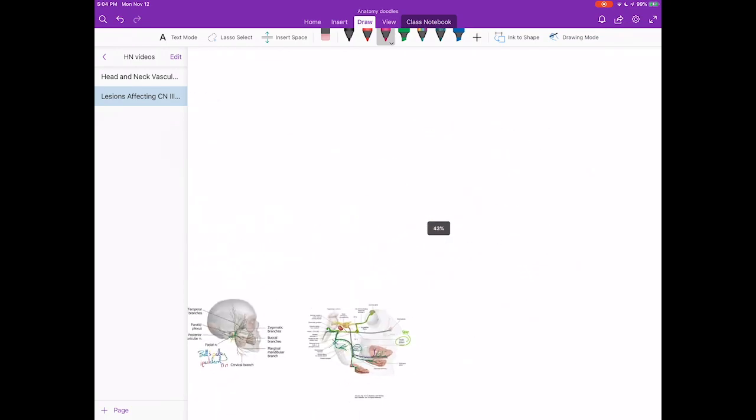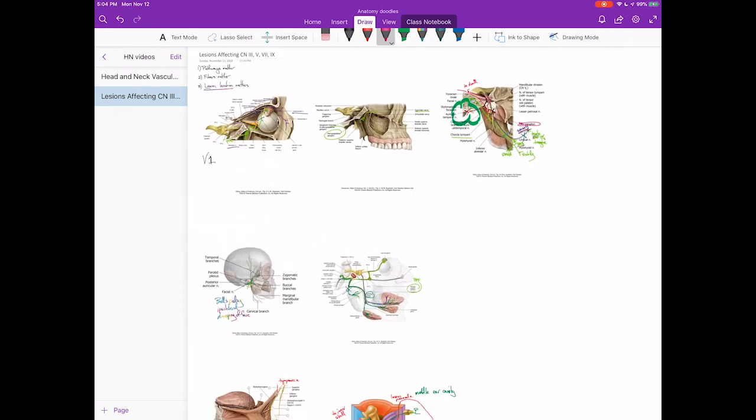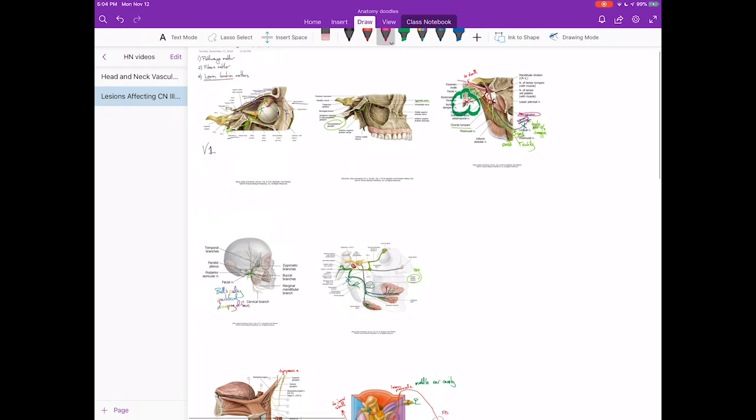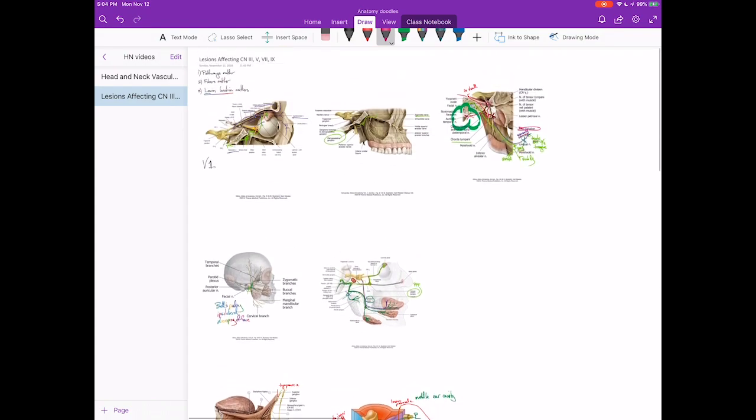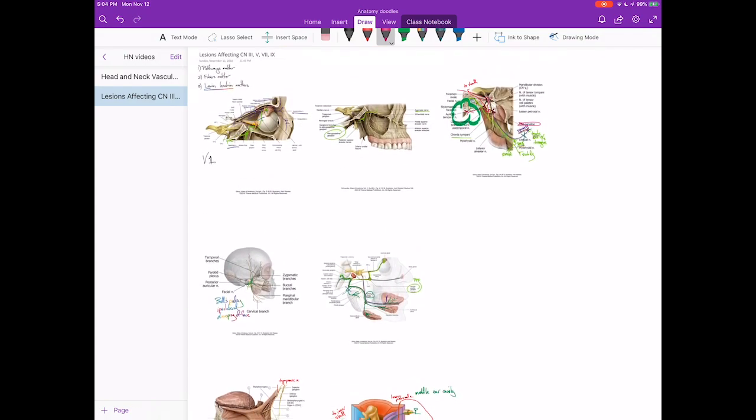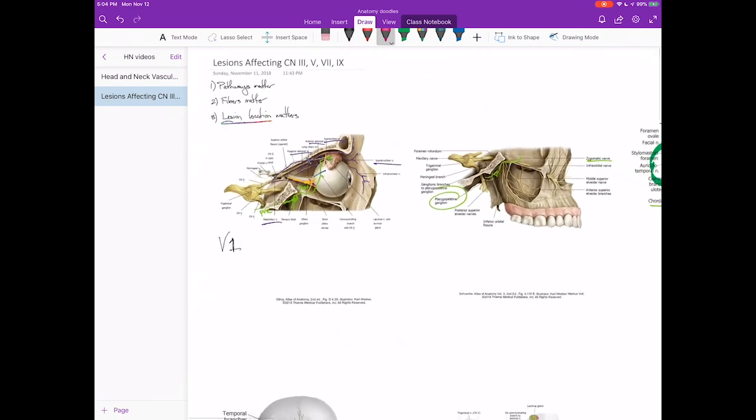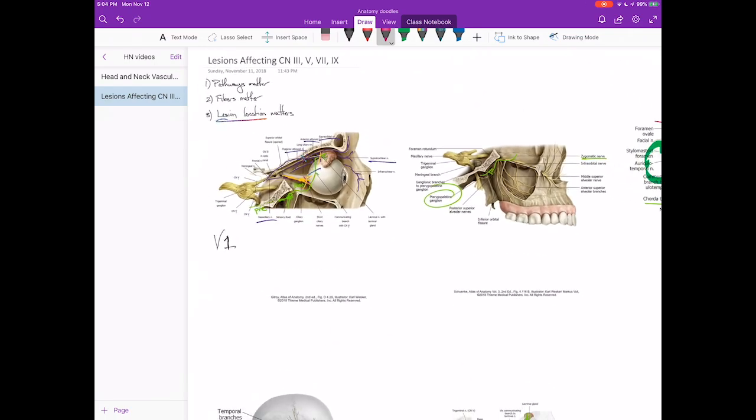Okay, so that's cranial nerve 3, 5, 7, and 9. So remember the principles: the pathways matter, the fibers matter, and where the lesion is located matters. Alright, I think that's it for now. I hope that was helpful.